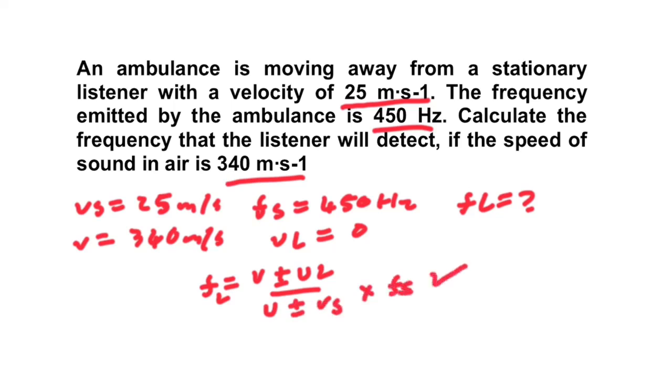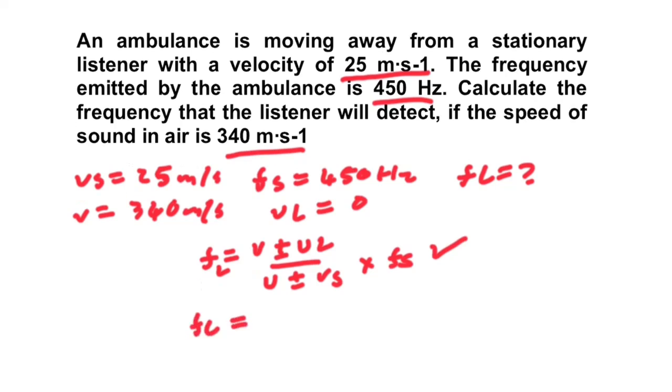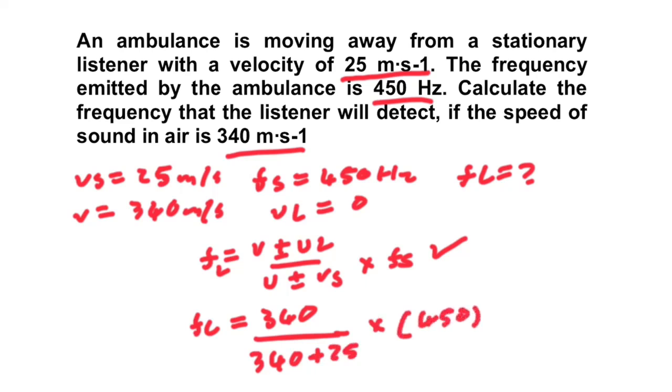Right, this is the equation without making any adjustments, and then FL is gonna be equals to the speed of sound in air, that is 340, plus or minus Vs. Our listener is stationary, so we can just forget about that. And then the ambulance is moving away, so we're supposed to have plus Vs on the denominator. So that is 340 plus Vs, which is 25, multiplied by the frequency emitted, 450. So again, real quick, I just need to put that in my calculator.